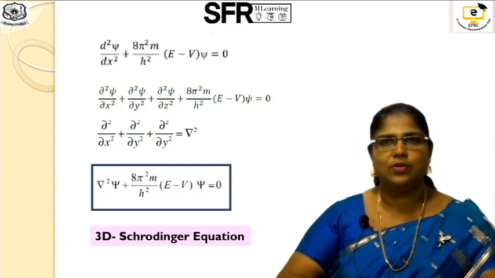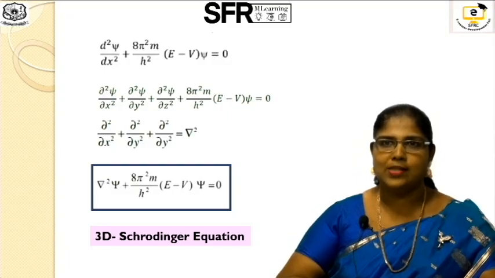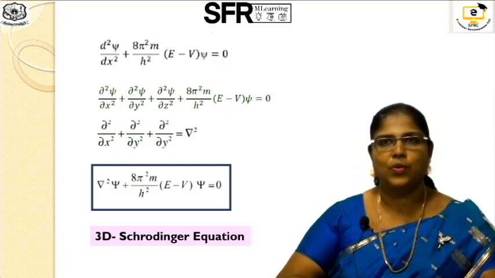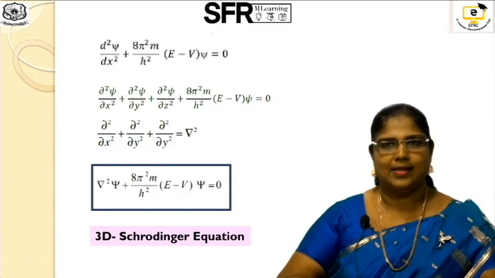So, now I have included them in my Schrodinger equation as ∂²ψ/∂x² plus ∂²ψ/∂y² plus ∂²ψ/∂z² plus 8π²m/h² into (E − V) into ψ equals 0. And again we know that ∂²ψ/∂x², ∂²ψ/∂y² and ∂²ψ/∂z² together can be taken as del squared, which is the Laplacian operator. Now, substituting this in the above equation, we have ∇²ψ plus 8π²m/h² (E − V) ψ equals 0. And this is the three-dimensional Schrodinger equation when considering all three axes.